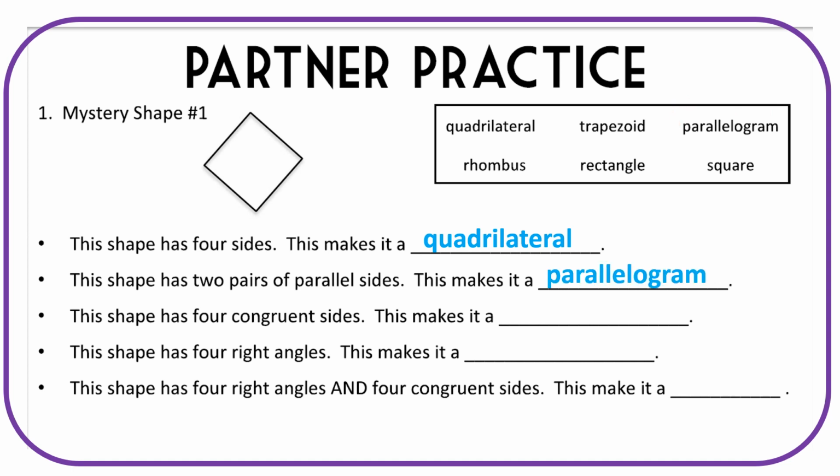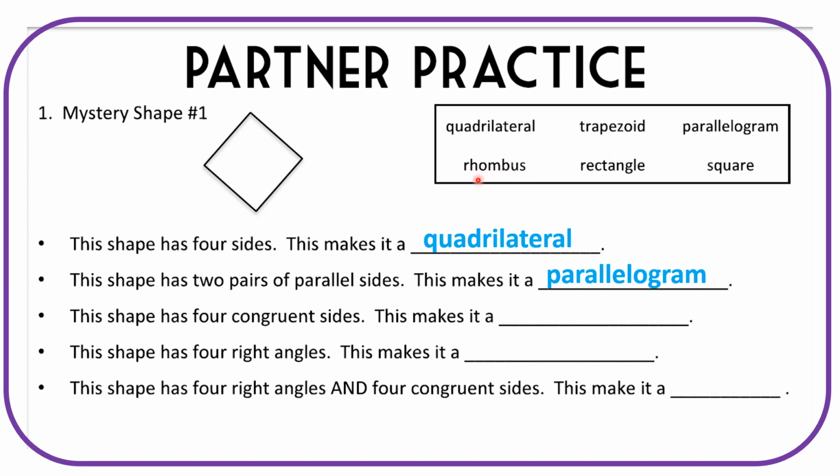The third one, this shape has 4 congruent sides. This makes it a blank. My remaining options are trapezoid, rhombus, rectangle, and square. Can't use trapezoid because the trapezoid doesn't have 4 congruent sides. Can't use rectangle because a rectangle doesn't have 4 congruent sides, right? So I can only use rhombus or square.